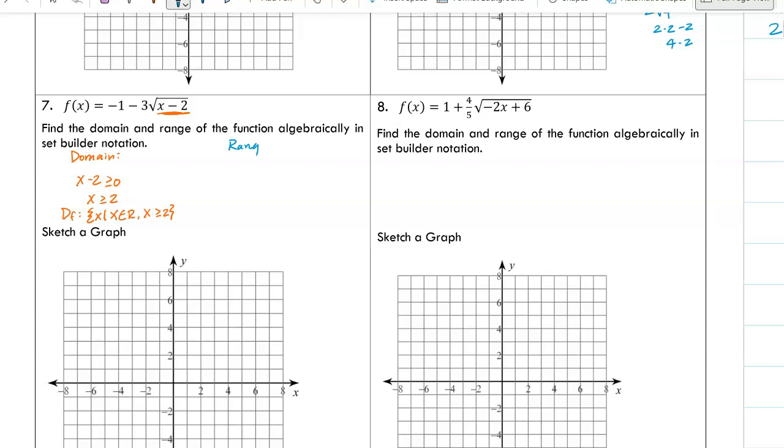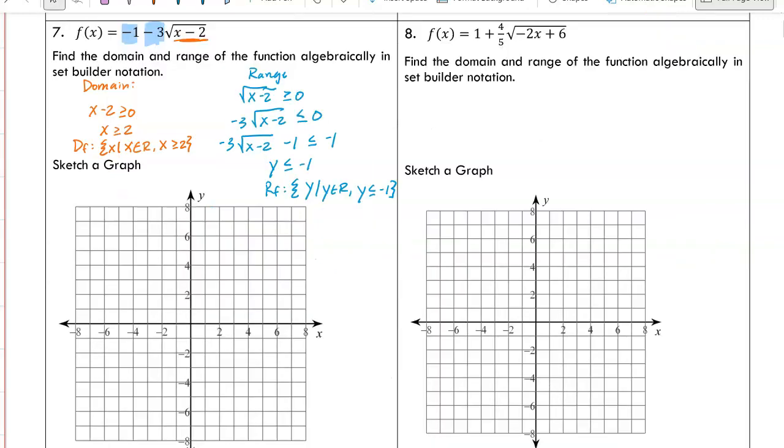Let's do the range. I'm going to take the entire radical and set it greater than or equal to 0, because that's what the parent function tells me. Then let's see what happens to the radical. It's getting multiplied by negative 2, so I'm going to multiply both sides by negative 2, and in doing so, I have to flip my inequality sign. Then we have a subtracted 1. If you feel comfortable writing it that way, that's fine. If not, another way to write that is negative 2 times the square root of x minus 2, minus 1. So now we have y less than or equal to negative 1. The range of the function is y such that y is an element of all real numbers, y less than or equal to negative 1.